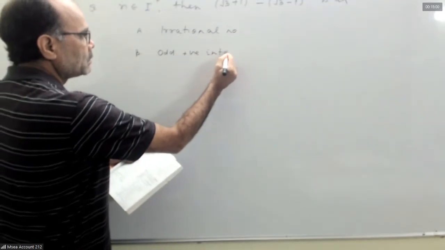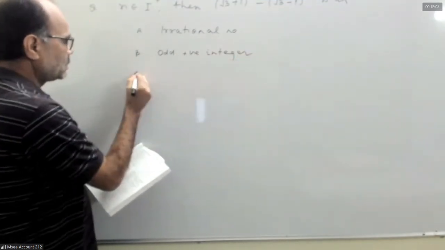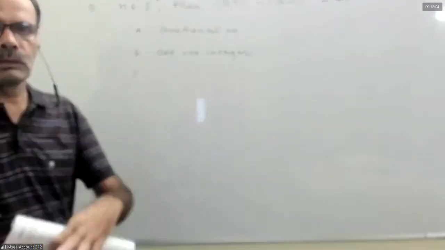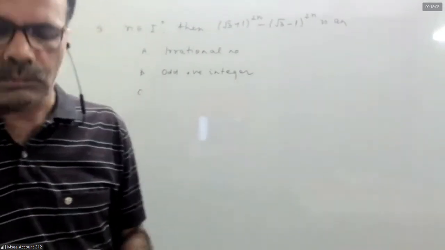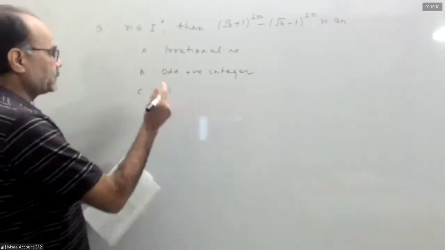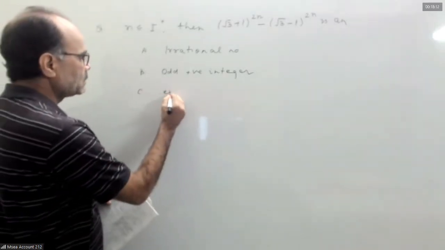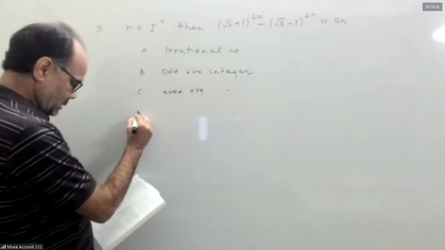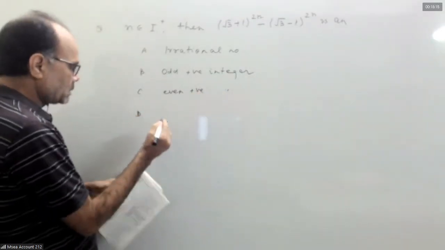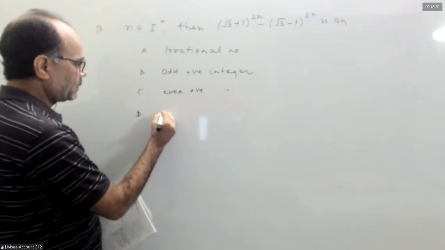Sir, the upper part is not visible. Yes, sir, now visible. For all n, an even positive integer. D, a rational number.